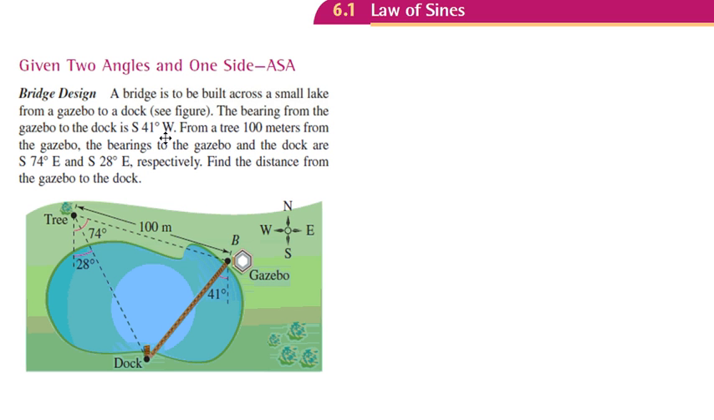We're going to learn more about this later on, but let me just give a brief overview. This is why the picture is given to us, but later on we're going to have to draw this ourselves. If it says the bearing from the gazebo to the dock, we're starting at the gazebo. It is south, meaning we draw a line going down south, 41 degrees. Which way though? Well, we're going to go west.